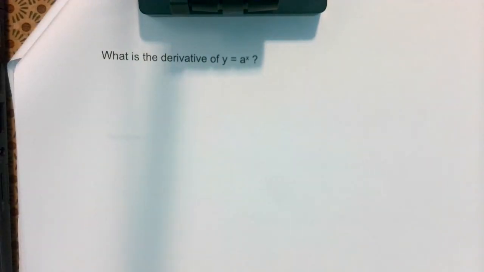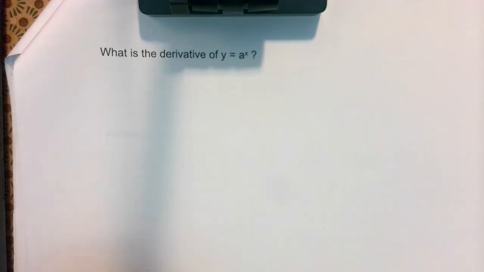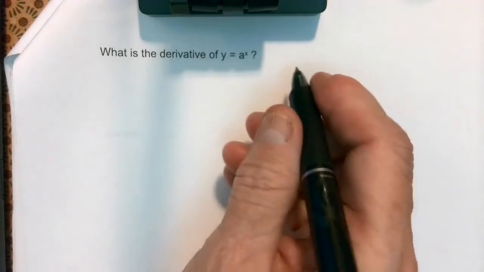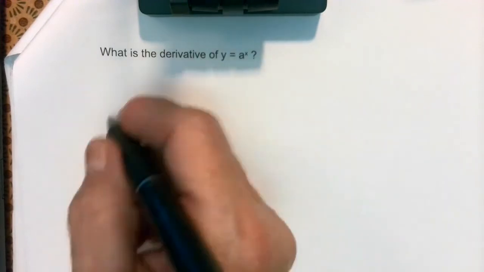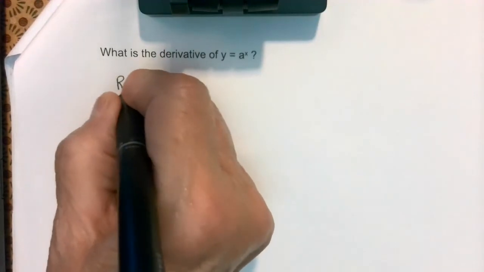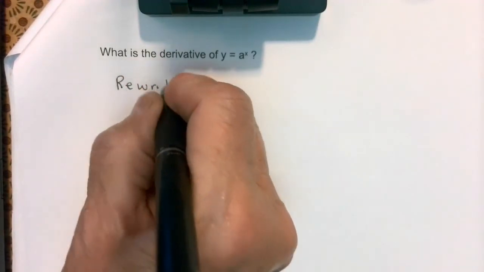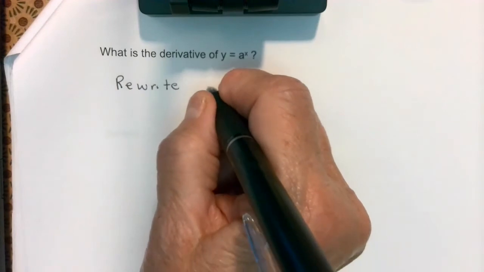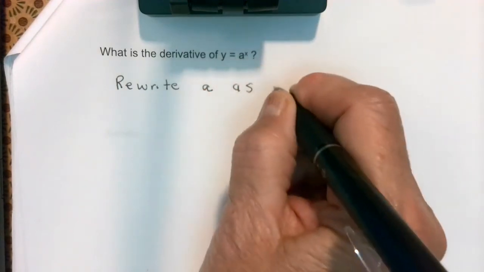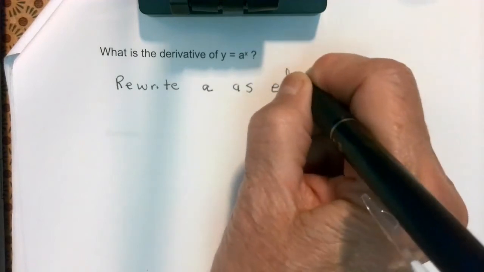What is the derivative of y equals a to the x? So this is when the base is not e, but some other positive number. This is a proof of how we get this derivative. This is not calculus, just rewriting it so we can prove this. We're going to rewrite the base, which is a, as e to the natural log of a.